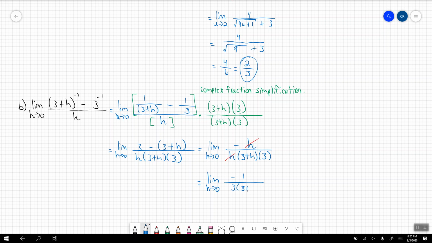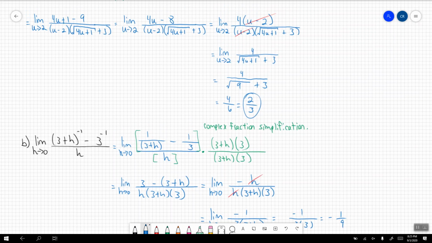3 times 3 plus h. Now we can do a direct substitution. If we make the direct substitution now, we get negative 1 divided by 3 times 3, so we get negative 1/9. Awesome. I like that. All right, looking pretty good so far. So we got part A and part B down.